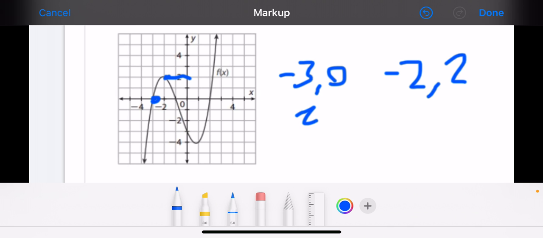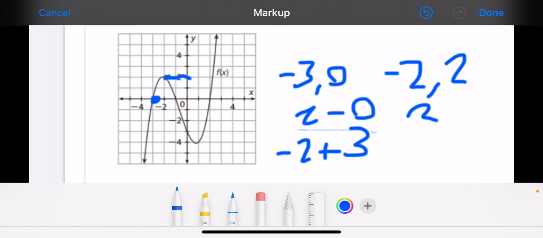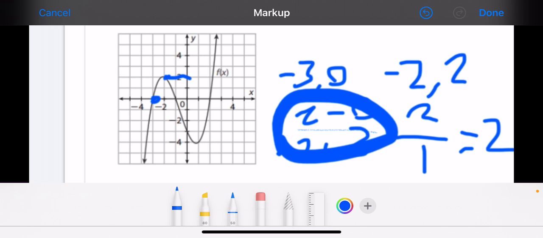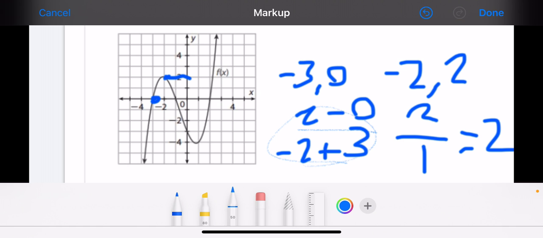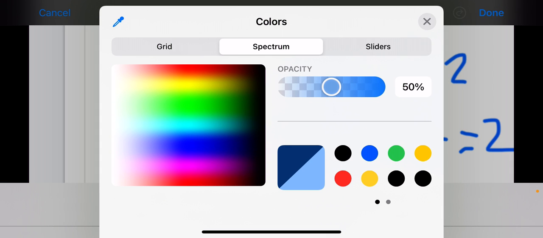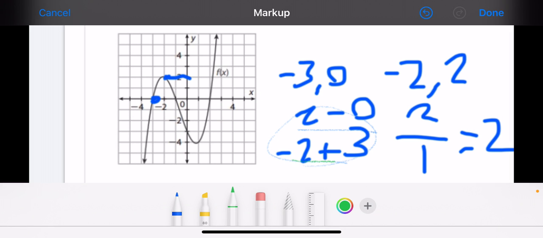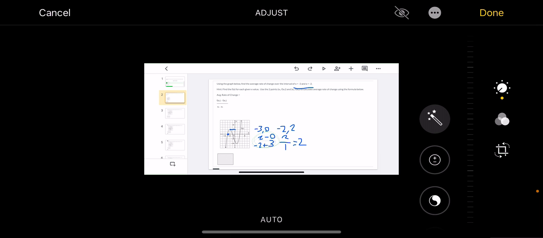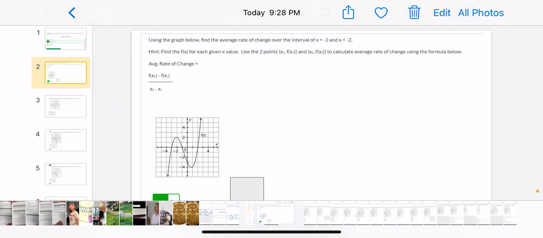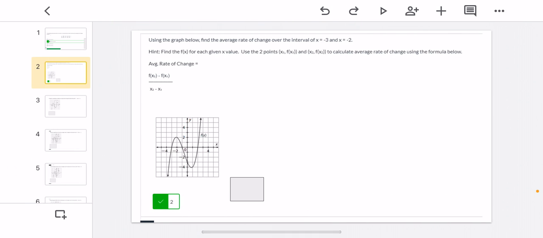So we do 2 over negative 2 minus negative 3. This would be minus 0, this would be plus 3. So it would be 2 over 1, which would just equal 2. This is just the slope formula. Easy. Done. And I put 2? Yeah, 2.